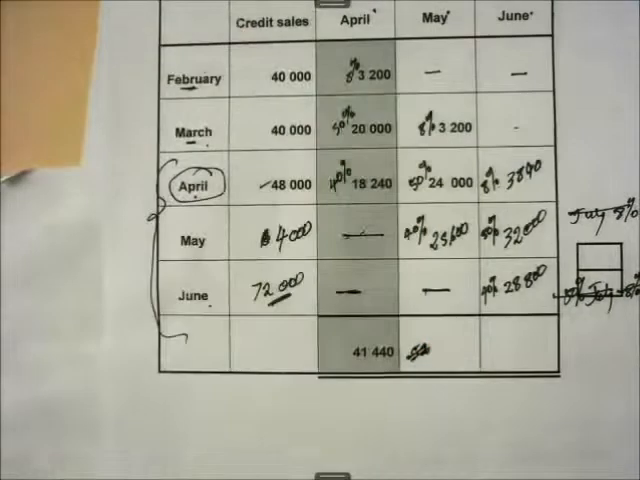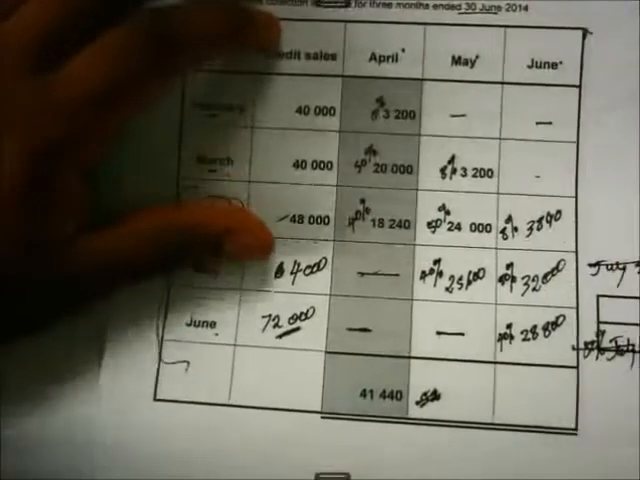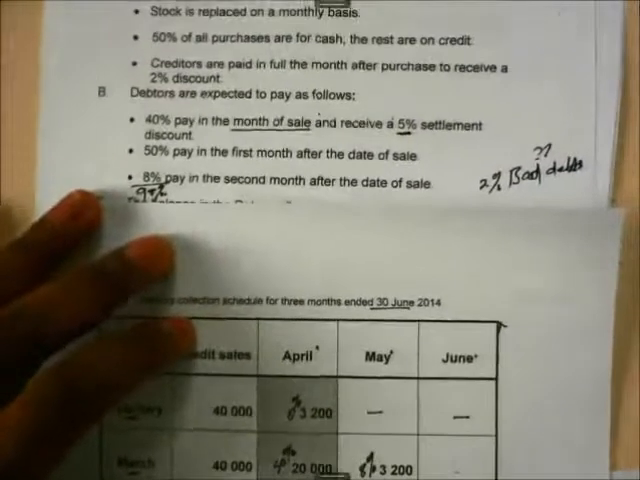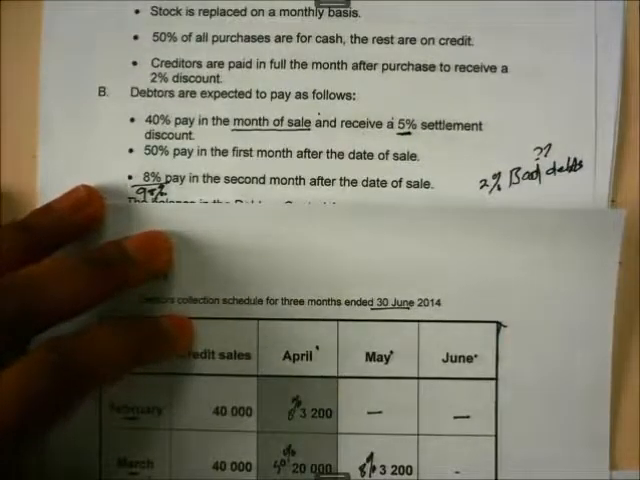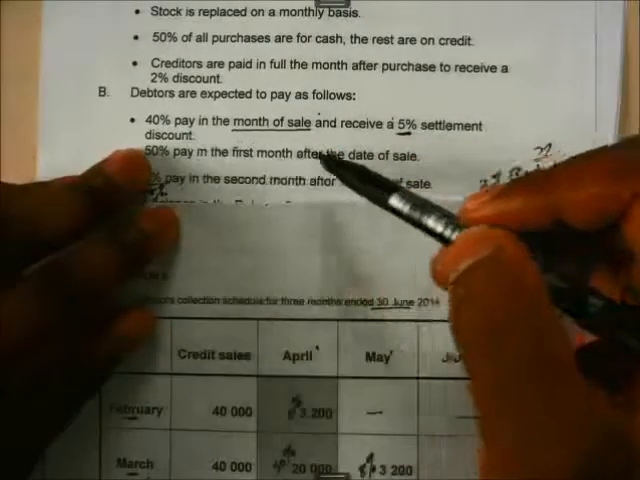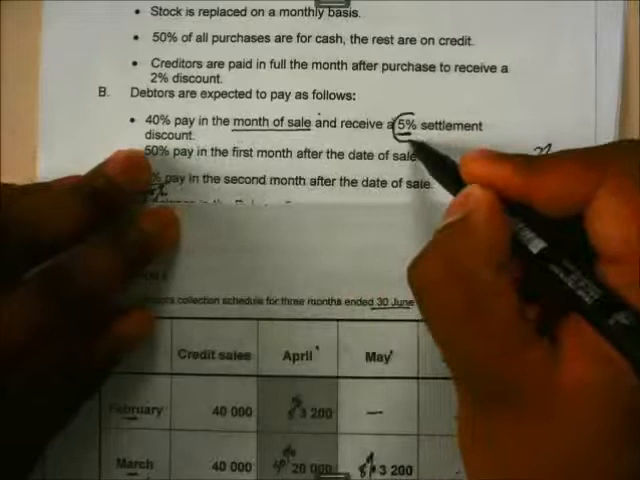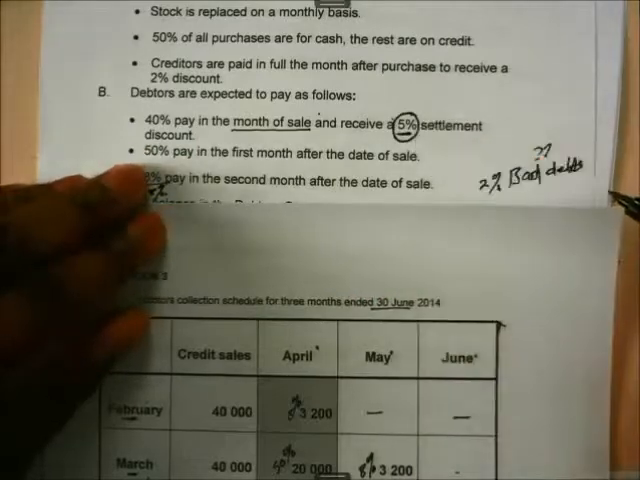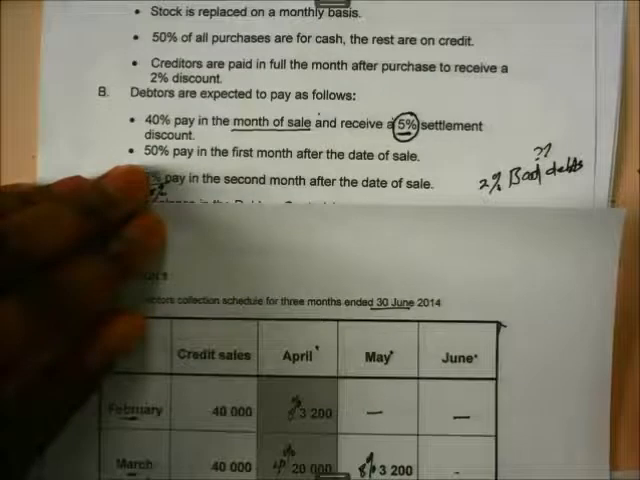Now, I think we have made a mistake somewhere. We have not taken all the information into account. Remember, in the same month of sale, they say we collect 40% and receive 5% settlement discount. We have ignored that information, which is the mistake that most of you normally make. Unfortunately, I've also made the same mistake as you normally do. Therefore, you should avoid making that mistake, right?